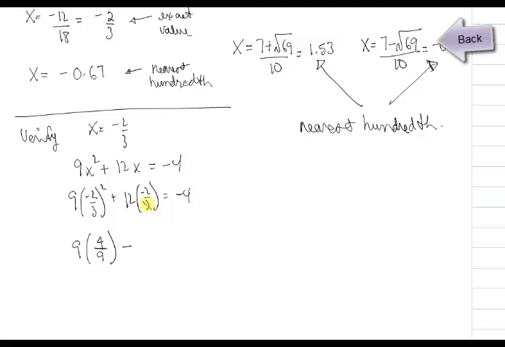I can see that 3 goes into 3 once and into 12 4 times. So 4 times 2 is 8. So I get minus 8. And now I can reduce my 9s, and I get 4 minus 8 equals negative 4. And you can see that negative 4 equals negative 4. So you are correct. Okay, so this ends our discussion on using the quadratic formula for example 2.